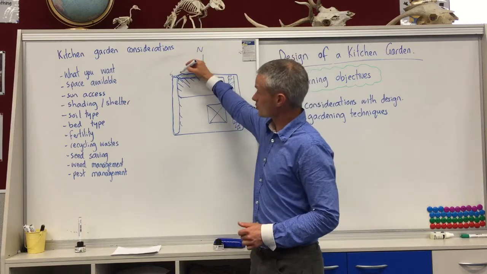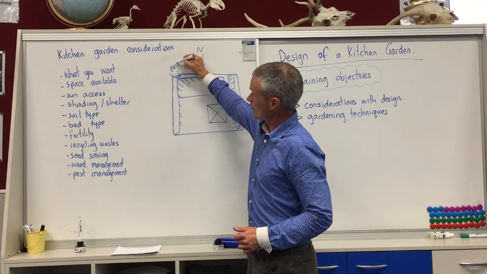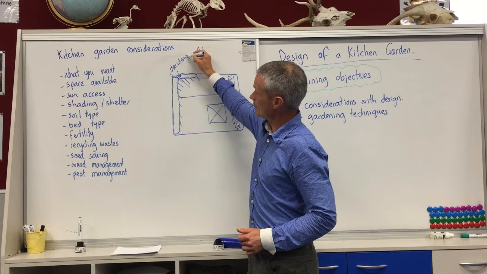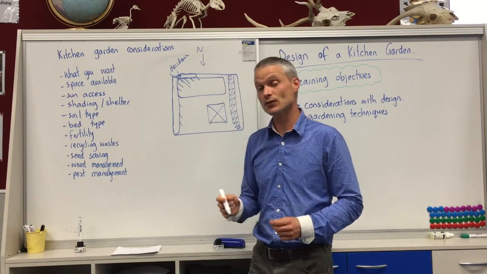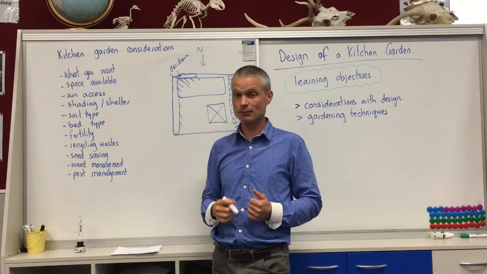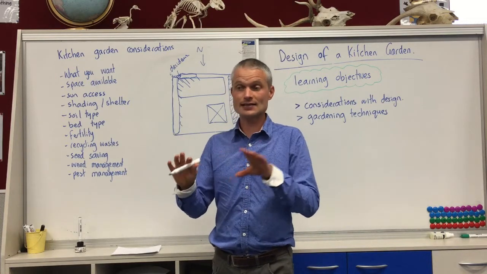If these were deciduous trees, that would be particularly beneficial, because they'd lose their leaves in winter when you want to get as much sunlight as possible, because the light intensity is quite low.